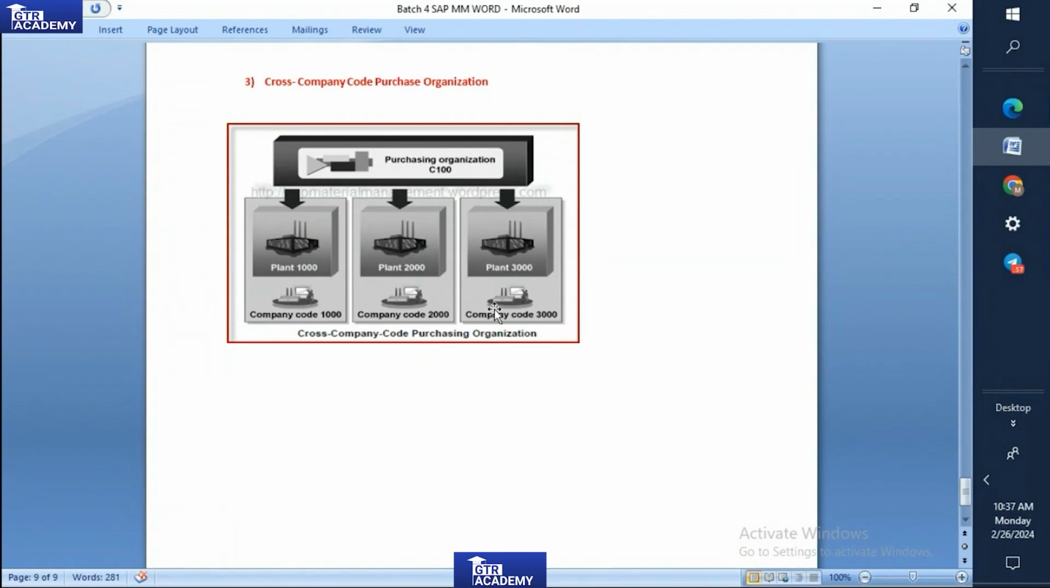For all these company codes, one purchase organization is assigned, whether it is for 1,000, 2,000, or 3,000. Whenever they have to procure material from outside, they have to go through this purchase organization. Whether it is for 1,000, 2,000, or 3,000, they have to purchase from this purchase organization only.